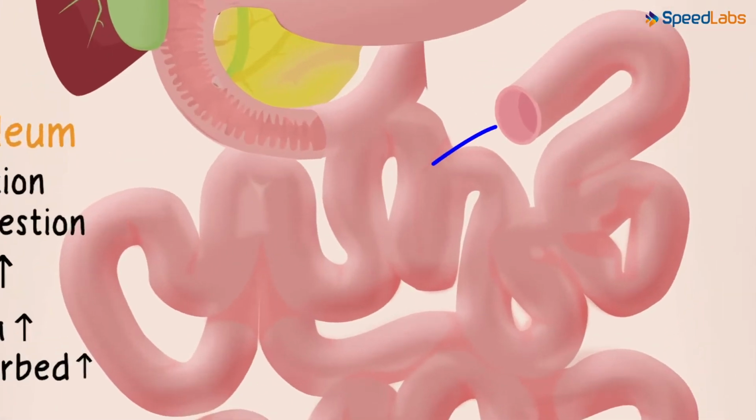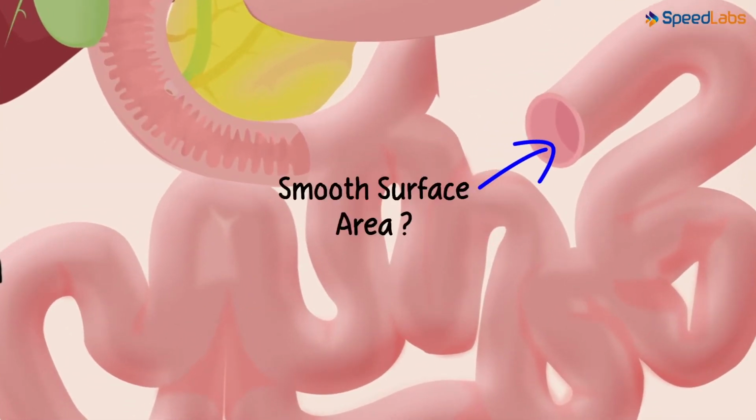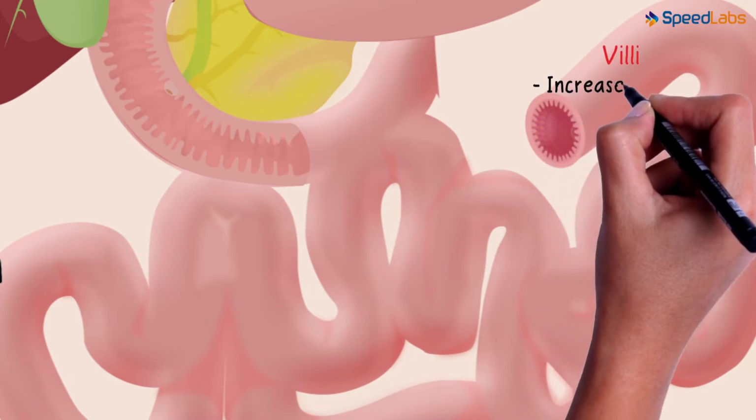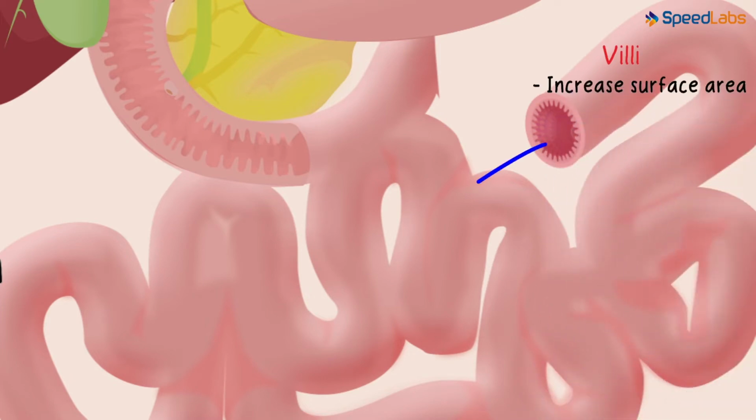Normally, looking at this tube, we would assume the smooth surface inside to be the surface area, correct? But that's not entirely right. Now, on the surface inside the tube, it has numerous finger-like projections called villi which increase the surface area. This is how the actual image would look. All these little villi increase the surface area significantly.